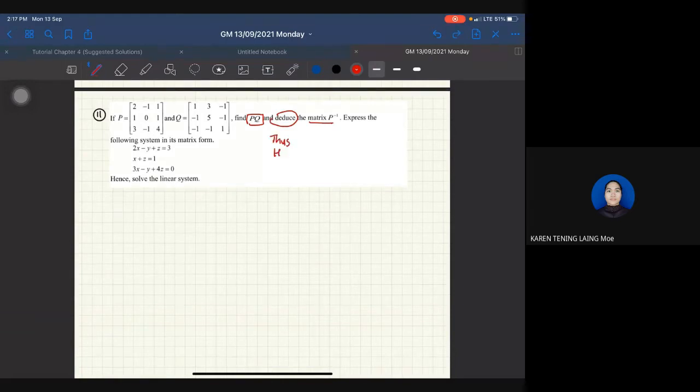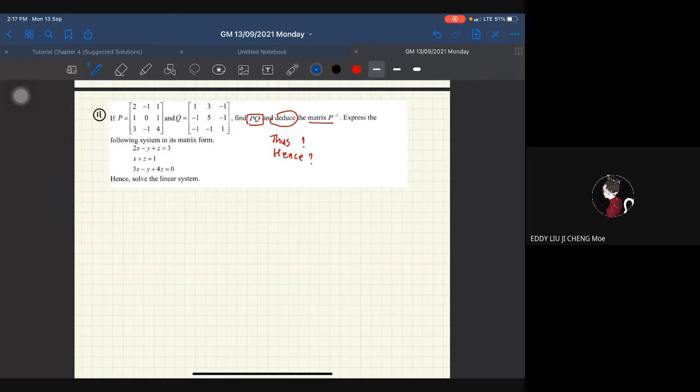Anyone nak try? Tak nak try? Tak sama? Tak sama. Salah. Jawapan dia sama. Okay, so sama-sama. So dia membawa maksud yang sama.